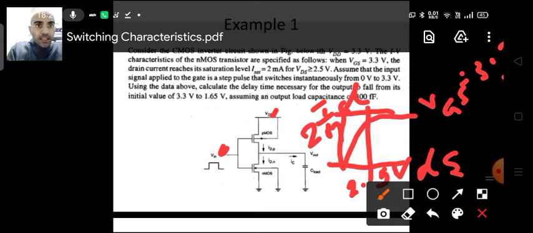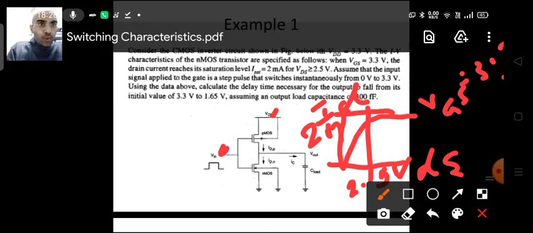So the question asks about tau PHL, high to low. The input is rising from low to high, so the output will fall from high to low. Using the data above, calculate the delay time necessary for the output to fall from its initial value. The output is falling, so we have to find tau PHL.